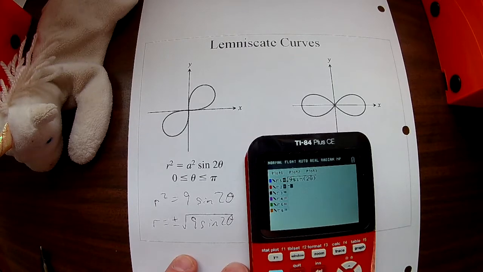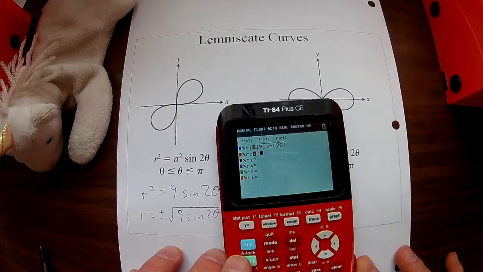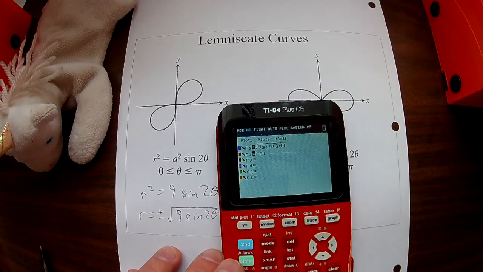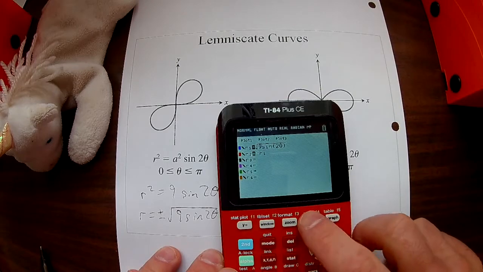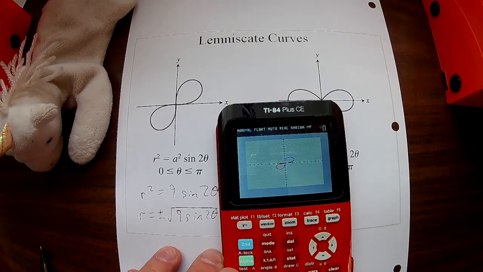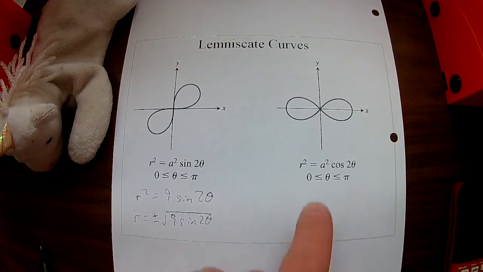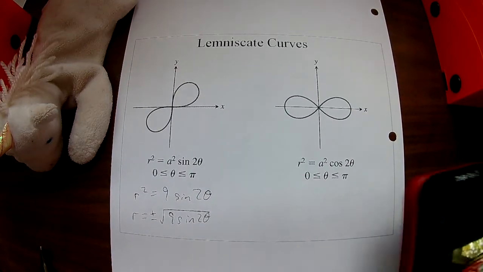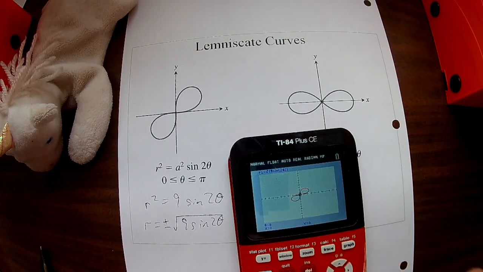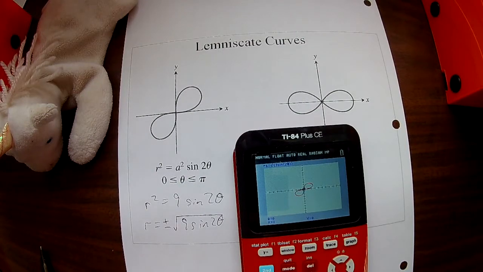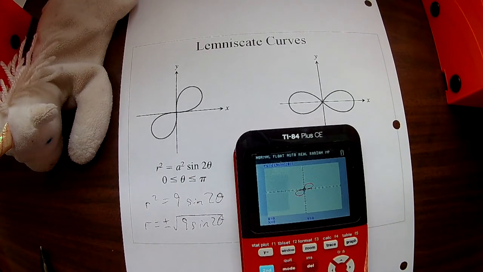Those of you who have me know that when you have a TI-84, you can hit alpha trace and just pull up R1 right there. And there you go. There's that lemniscate. You'd have to do the same thing if it was a cosine. Just to be clear, you probably saw that the blue and the red graphed on top of each other. That's just indicating that they produce the same graph.